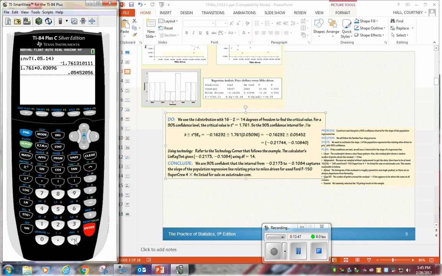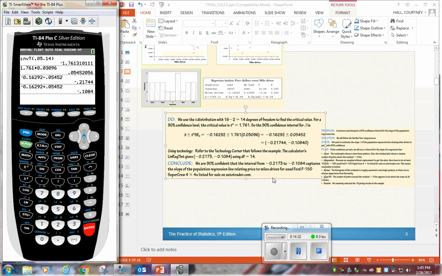And so you want to take your slope, negative 0.16292. You want to subtract the margin of error, the 0.05452. You want to subtract it, and then you can second enter and add it, and you'll have your lower and your upper bound of your interval. Okay, so the lower end of my interval should be negative 0.21744. The upper should be negative 0.1084.